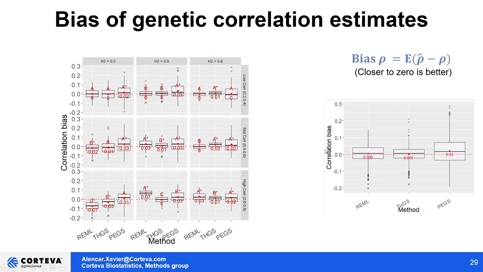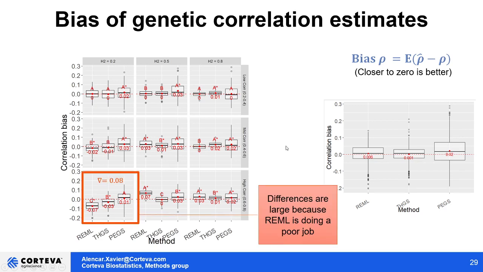Alright, so now that we looked at heritability, let's have a peek at the genetic correlations, which is the correlation among traits or among environments. So the methods were all generally unbiased, I would say. They were very close to zero, where PEGS was slightly biased upwards. The highest discrepancy we found was when the heritability is low and the genetic correlation is high. But this time, not because the approximations were bad, but because REML underestimated the genetic correlations. So in this case, we do get a discrepancy, but not because of our methods, but because of REML.